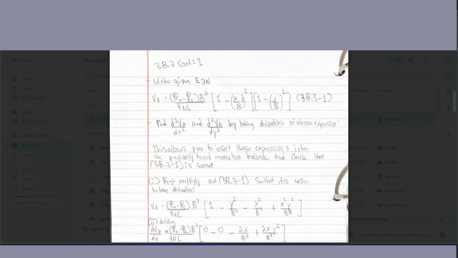So first we're going to break the equation up to make it easier to look at. And we're going to take the second derivative with respect to x first. So this is just partial derivatives. It's pretty easy. You just treat every variable that's not the variable of interest, which in this case is x, as a constant, and then you take the derivative. So it'd be 0 minus 2x over b squared plus 2xy squared over b to the fourth. And that's what you get. And then you take the derivative again, and you get 2 over b squared plus 2y squared over b to the fourth.